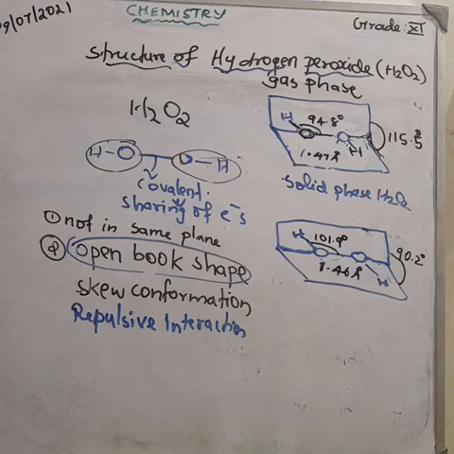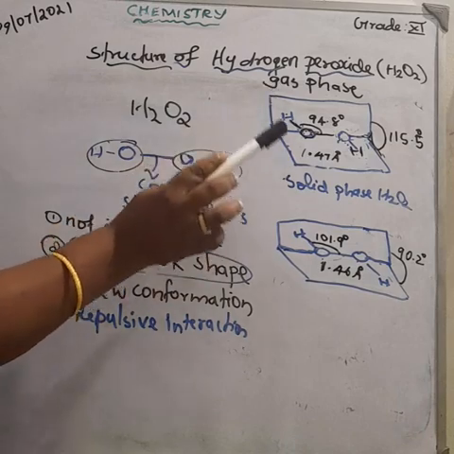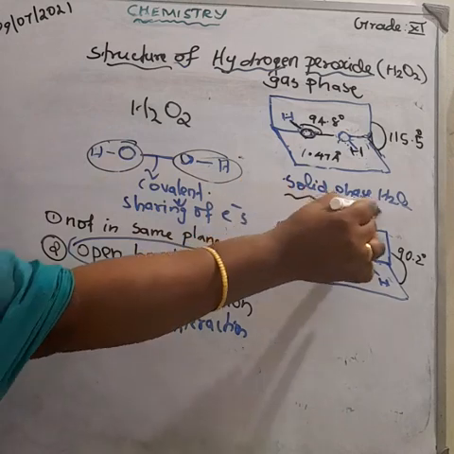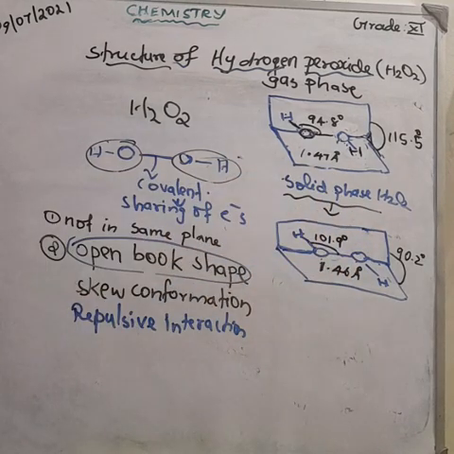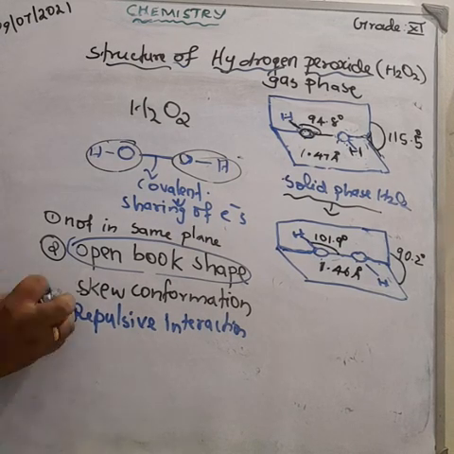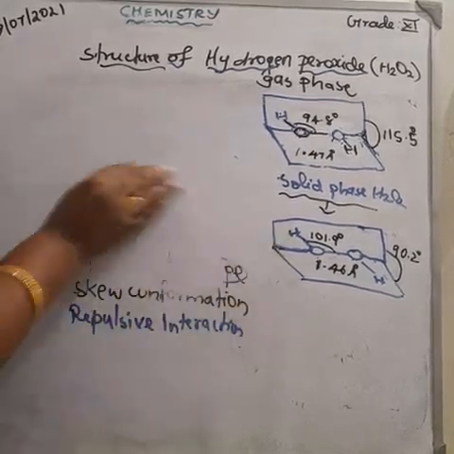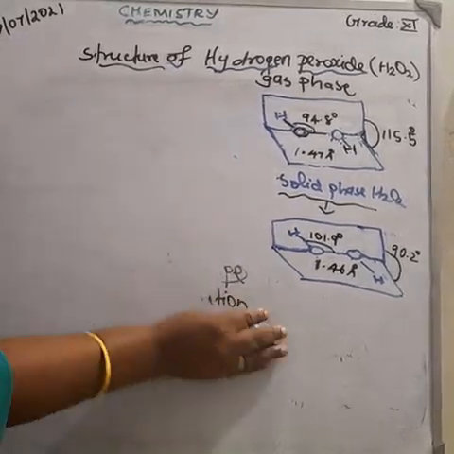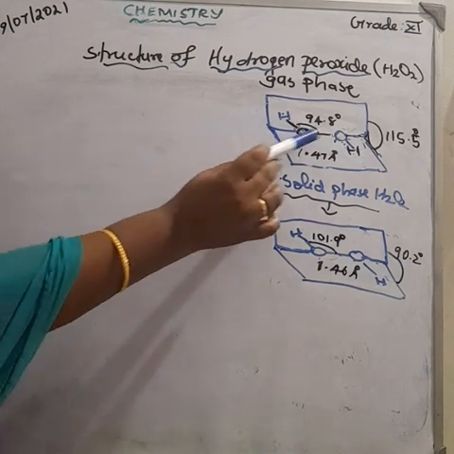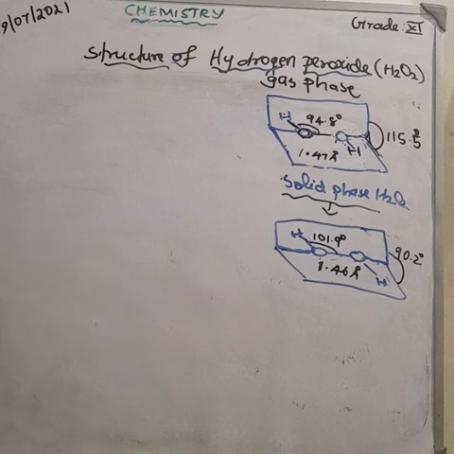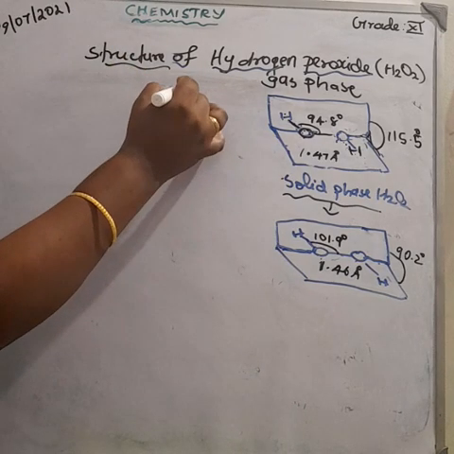So this is the difference between the structure of hydrogen peroxide in the two phases, gas phase and solid phase. Understand? These two structures are important, you should understand them. It is a non-planar and non-linear structure. Which structure? This is a skew structure.